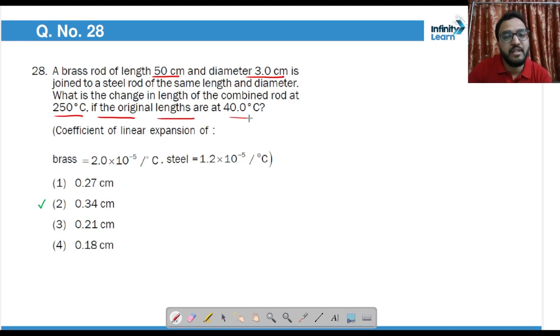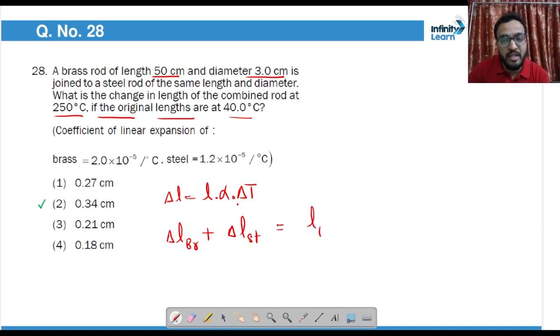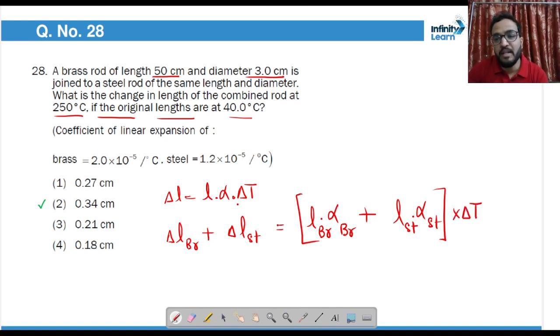If the original length is given, it's simple. The change in length delta L is equal to L alpha delta T. So delta L for brass plus delta L for steel is equal to length of brass into alpha for brass plus length of steel into alpha for steel, into delta T. Do you understand?